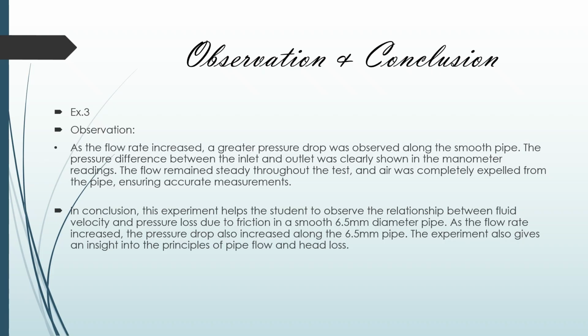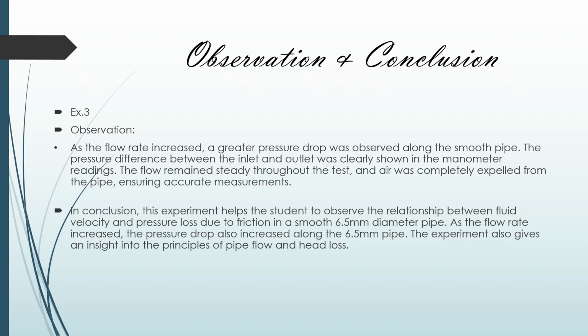The following are the different observations and conclusions for the exercises. Exercise 3. Observation. As the flow rate increased, a greater pressure drop was observed along the smooth pipe. The pressure difference between the inlet and outlet was clearly shown in the manometer readings. The flow remained steady throughout the test, and air was completely expelled from the pipe, ensuring accurate measurements.